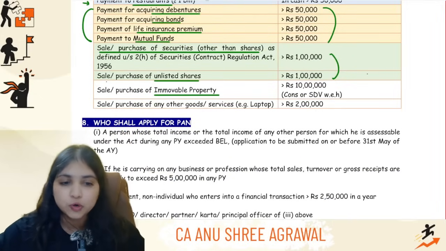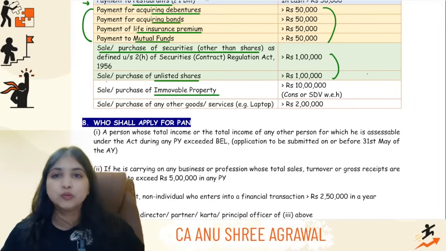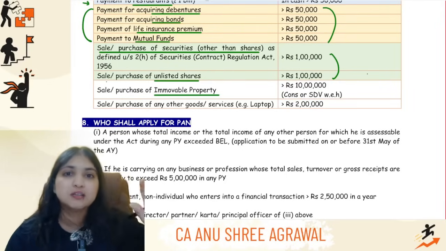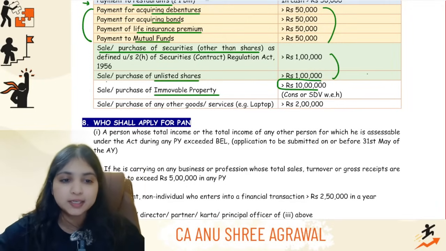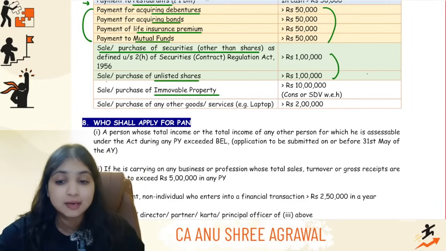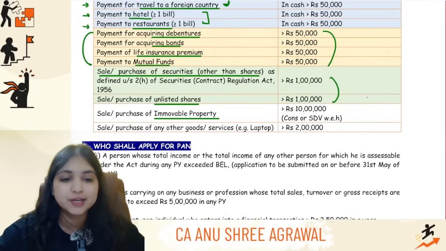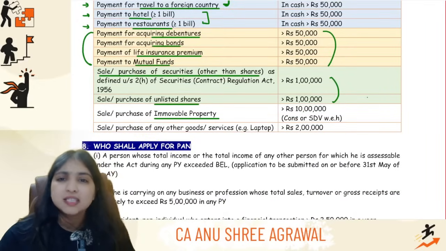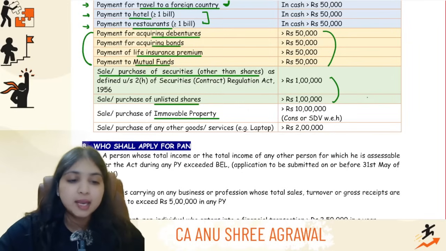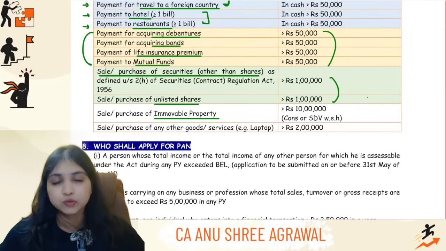Here you have to quote the PAN if the consideration or SDV, whichever is higher, is more than 10 lakh rupees. SDV or consideration, whichever is higher, if it is more than 10 lakh rupees, you have to quote the PAN. Then sale or purchase of any other goods which is not covered over here, like for example laptop or jewels. Sale or purchase of any other goods, any other services not in this list, if it is more than 2 lakh rupees, then you have to quote the PAN.